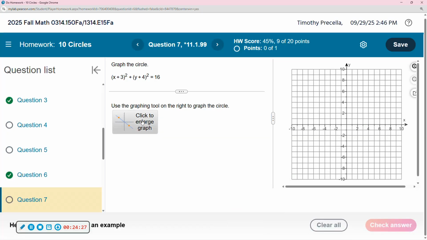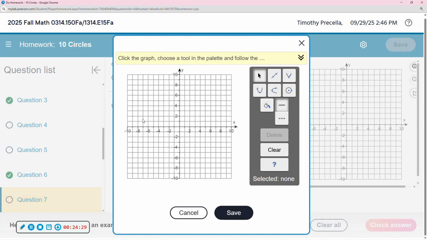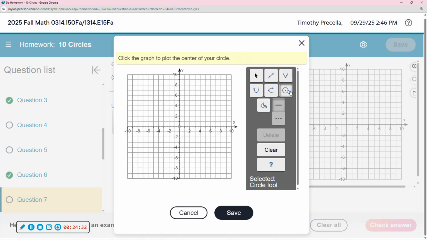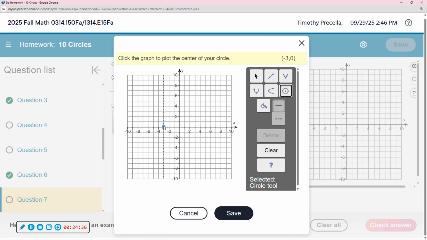And so now that we know the center and the radius, we can draw our graph. You click the circle tool. Then you click the center, -3, -4. Is that -3, -4? Yes, so you click it. And then we need a radius of 4. I'd move up 4 because that'll drop you back on the x-axis. Easy to count to.